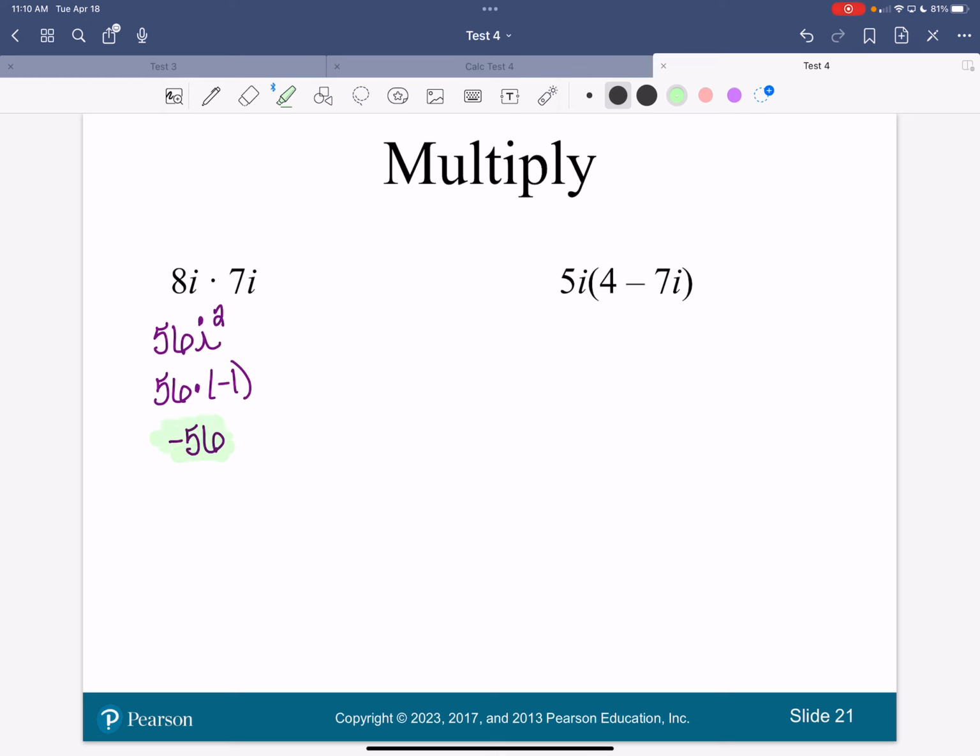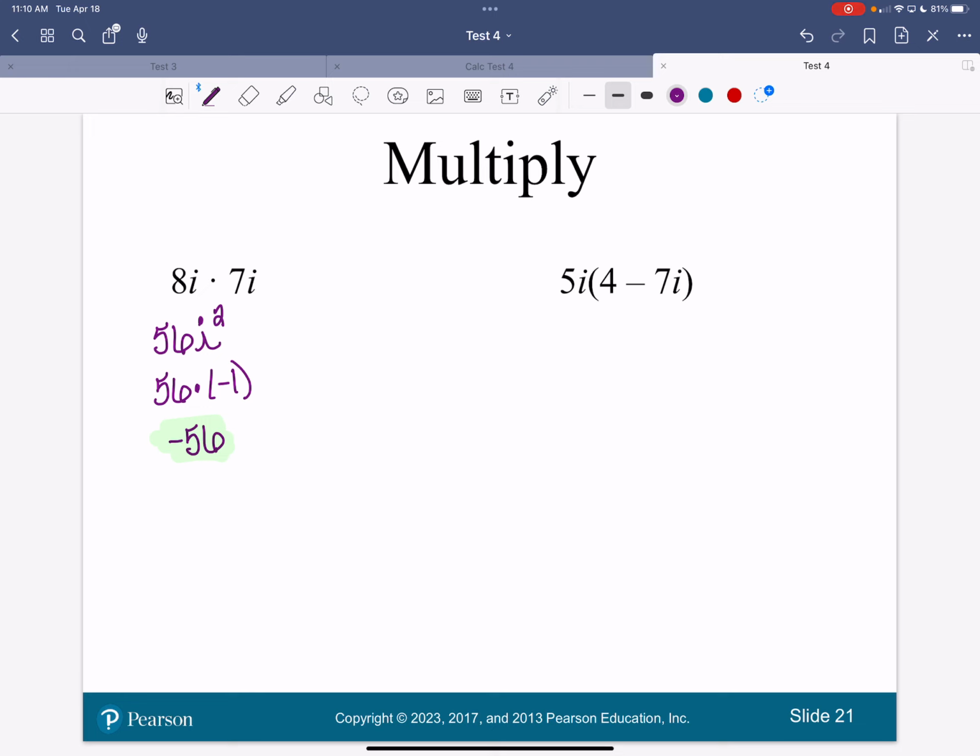Okay? Is that the one from Thursday? Okay. It's the one from Thursday. Okay. So now with this one, I have a monomial times a binomial. So I am going to distribute this.